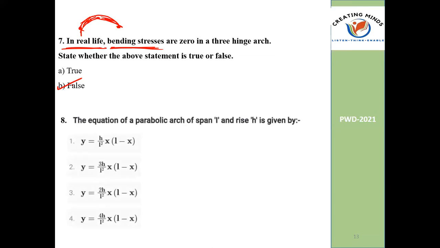What is the equation for a parabolic arch? Option D. y equals 4hx by L square into (L minus x). It's a very, very important thing. You have to remember it. Any doubts?